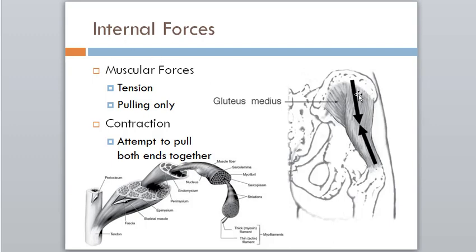So that's the internal forces, and that's what leads to the movement of the body. This type of muscle interaction is called a muscle contraction. And the muscle contraction is this attempt to pull both ends together. When I say attempt, it's important that we talk about this attempt, because not all muscle contractions result in this end moving closer to this end. It's an attempt. They try to pull both ends, but it doesn't necessarily happen based on the environment.